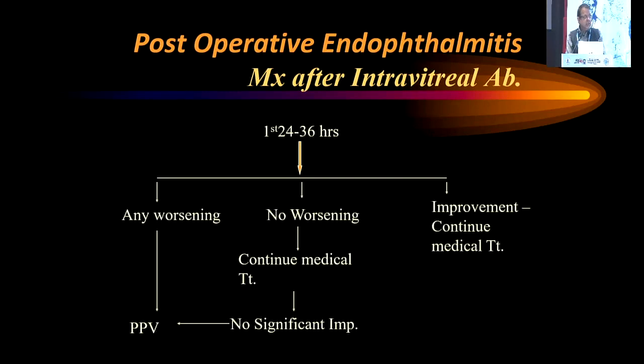After giving intravitreal antibiotic, we wait for 24 to 36 hours. If there is any worsening from the existing condition, go ahead and do a pars plana vitrectomy. If there is no worsening, we'll wait and continue medical treatment. If there is no significant improvement, then again we'll go for pars plana vitrectomy. And if there is an improvement, we'll continue with the medical treatment.